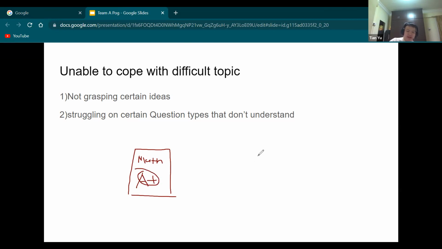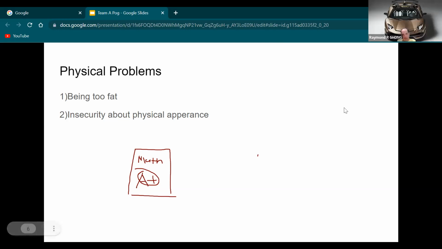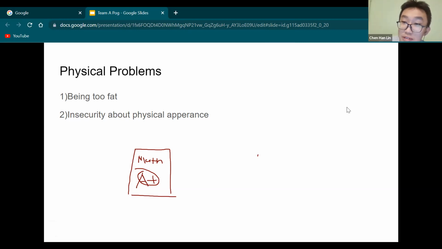And no, you're never going to get an A in math. I mean A+. Okay. And last one, physical problem. One, being too fat and you being insecure about your physical appearance. Allow me to elaborate. For example, you have a lot of pimples, like me.